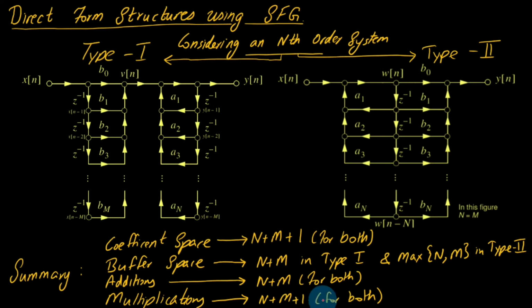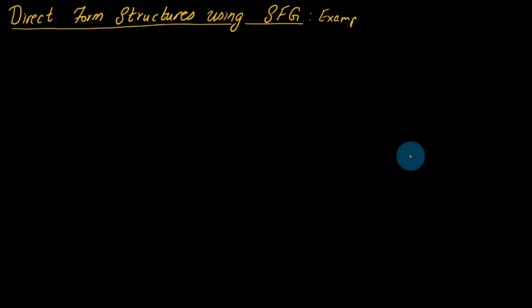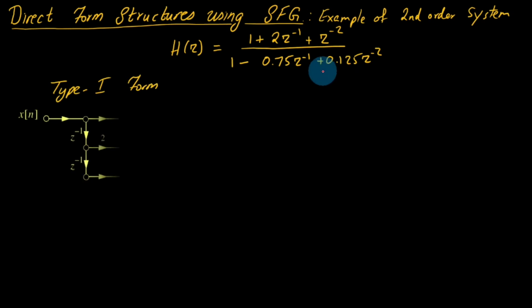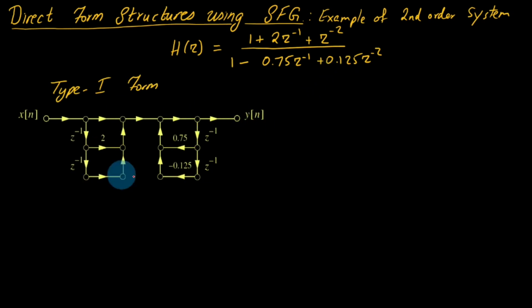Now let us take one particular example of a second order system, and for that the transfer function is simply, in the numerator we have 1 plus 2z inverse plus z to the power minus 2, and in the denominator we have 1 minus 0.75 z inverse plus 0.125 z to the power minus 2. Now from here we can construct the type 1 form, and that is written over here. This is of the second order type 1 form.